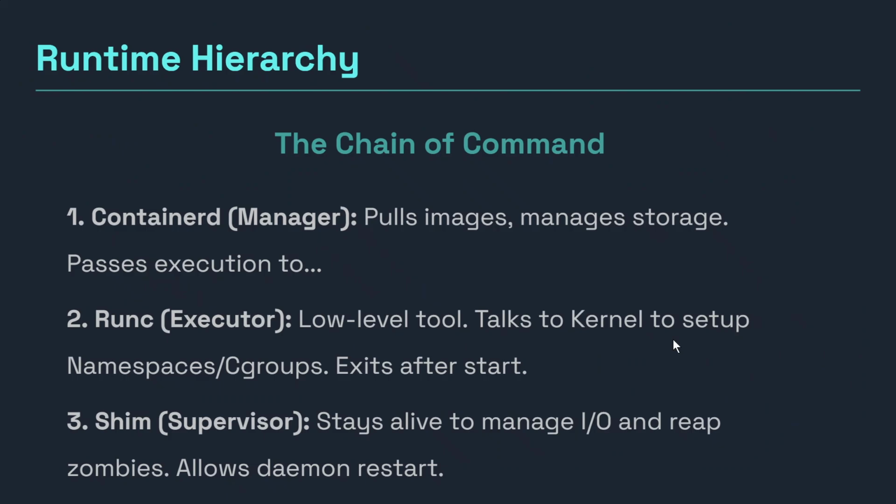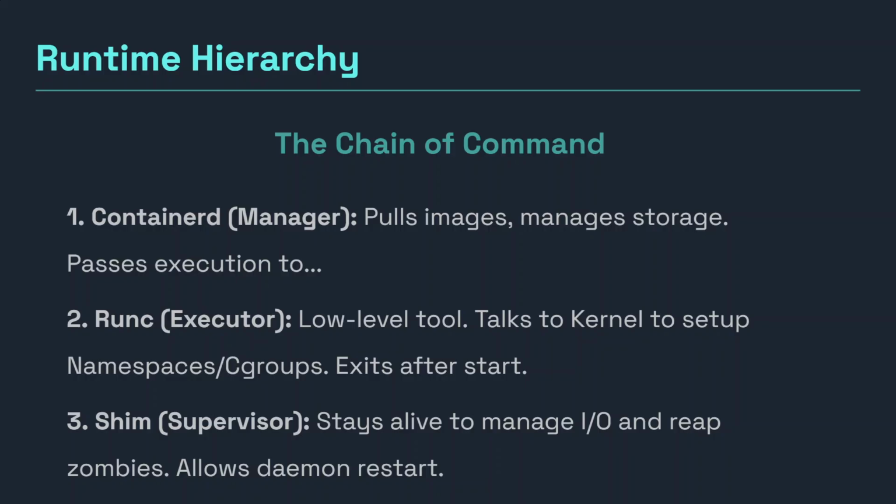Now, let's look at the chain of command inside Docker. Containerd is the manager. It pulls images, manages storage. It passes the execution to the next component. Runc is the executor. It is the low-level tool that sets up kernel primitives like namespaces and Cgroups. It exits once the container process starts.